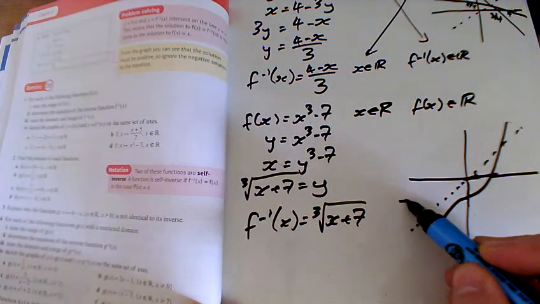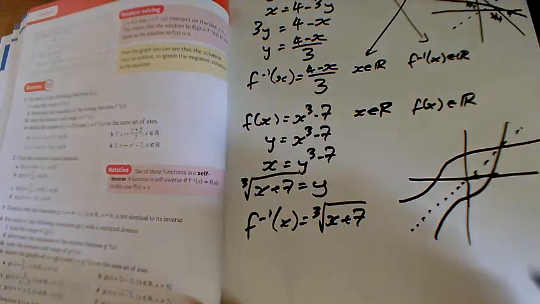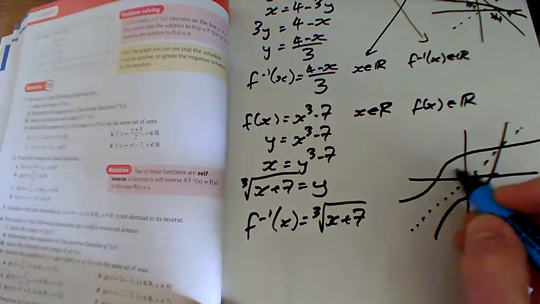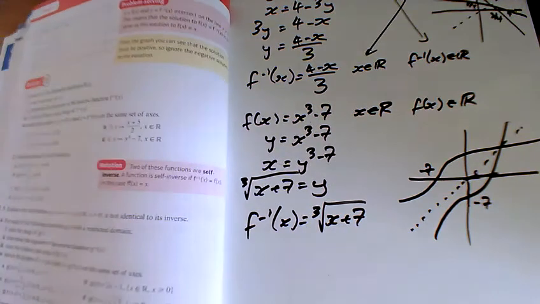And so we're going, oh, that's not too bad. That value there is minus 7. That value there is minus 7. And so that would be the graph that you've got there.